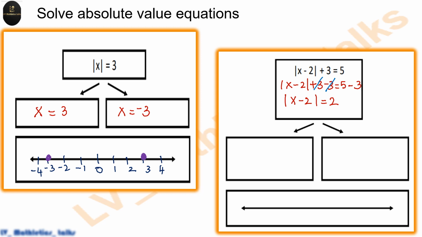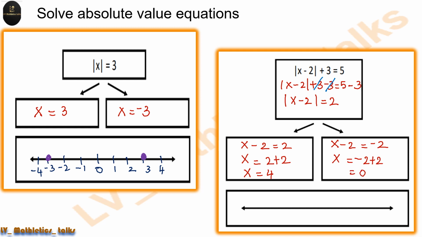So here the absolute value term is already isolated. Now we have to go on to the second step of splitting this into two equations. What is the first equation? x minus 2 is equal to 2, and then x minus 2 is equal to negative 2. So here we can solve this. x will be equal to, transposing minus 2 from the left hand side to the right hand side, it becomes plus 2. So x is equal to 4. Again, here x minus 2 is equal to minus 2. When you shift to the right hand side, it will become plus 2. So minus 2 plus 2 is ultimately 0.